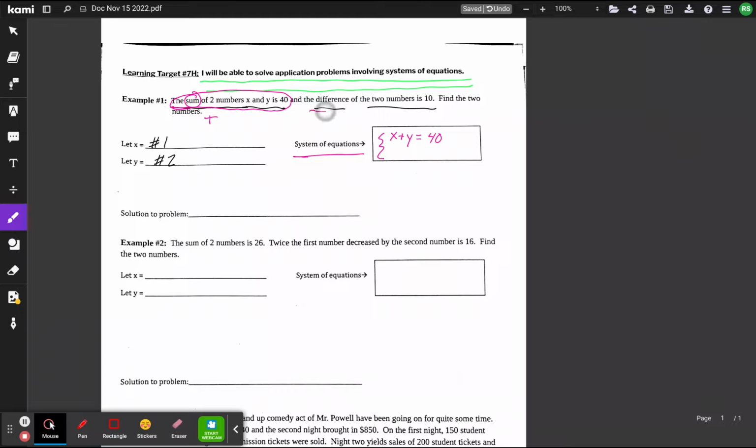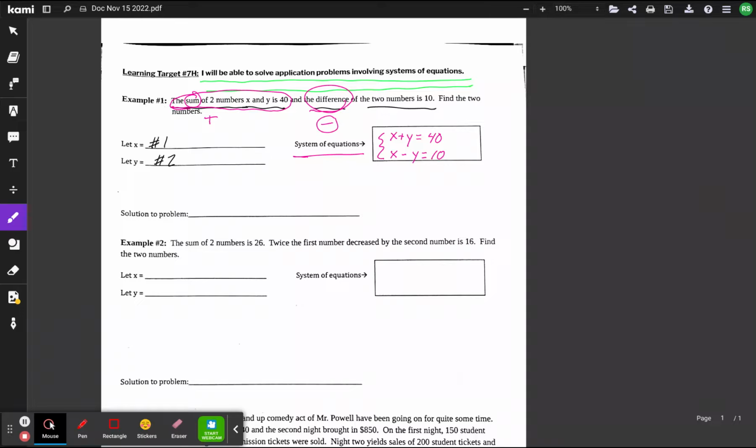Then it says the difference of two numbers is 10. Well, difference tells us subtraction. So x plus y is equal to 40, and x minus y is equal to 10. The key here is that we can set up our system of equations, then the calculator is going to do some solving for us.